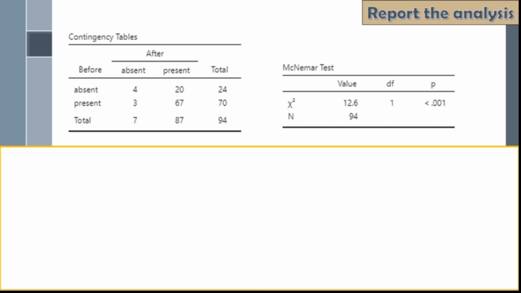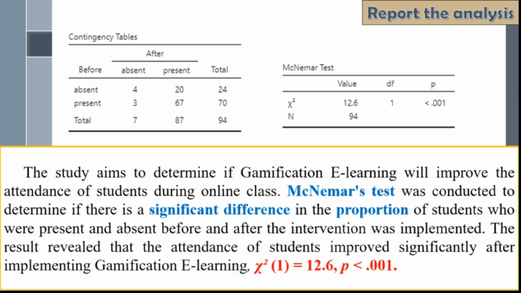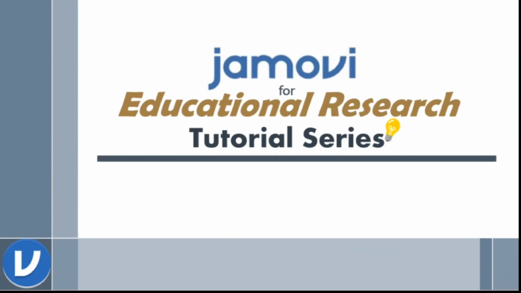This analysis report follows the APA format. Take note of the terms in blue font and the format of reporting values in red font. The study aims to determine if gamification e-learning will improve the attendance of students during online class. McNemar's test was conducted to determine if there is a significant difference in the proportion of students who were present and absent before and after the intervention was implemented. The result revealed that the attendance of students improved significantly after implementing gamification e-learning, represented by the given values. And that ends this session.